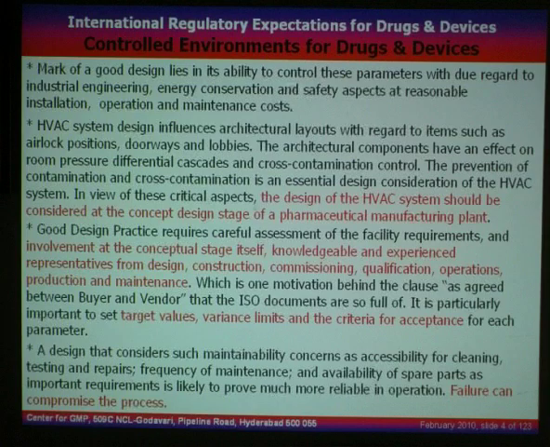The architectural components have an effect on room pressure differential cascades and cross-contamination control. The prevention of contamination and cross-contamination is an essential design consideration of the HVAC system. In view of these critical aspects, the design of the HVAC system should be considered at the concept design stage of a pharmaceutical manufacturing plant.